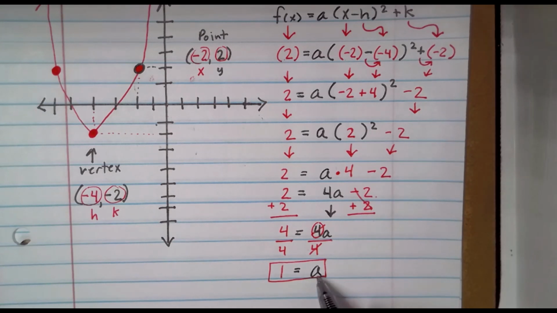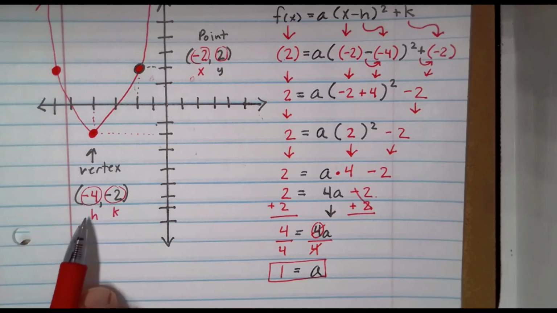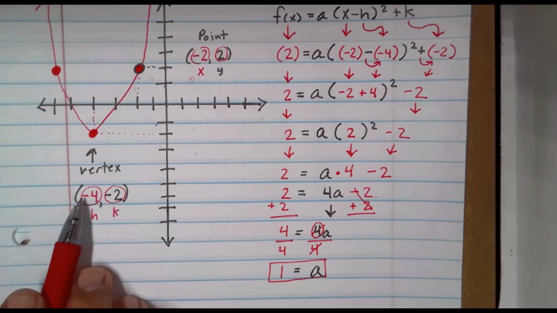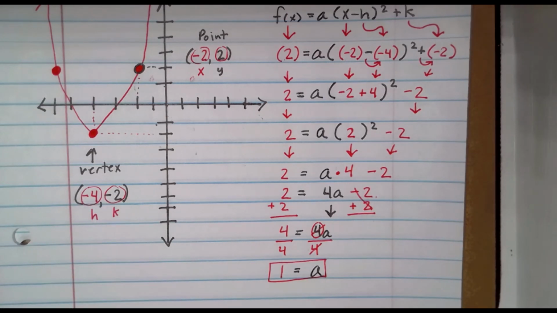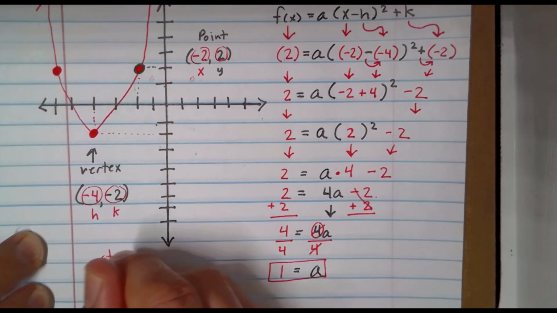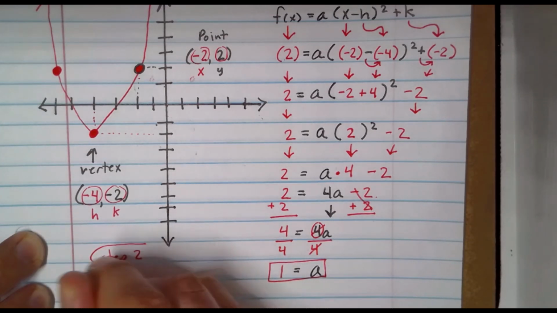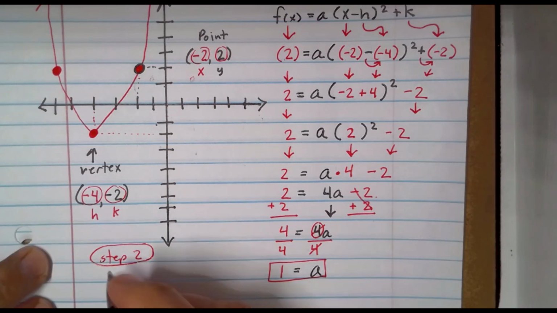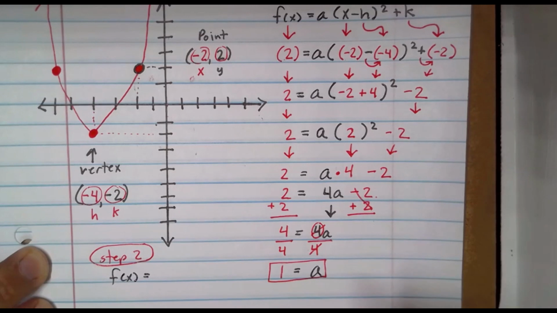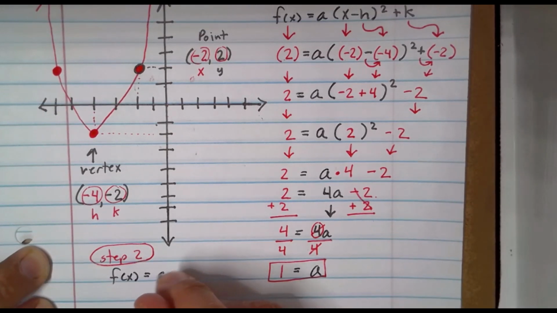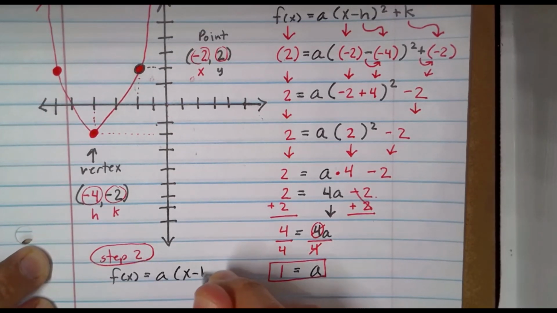I have my a value, which is 1. I already know that my vertex is right here, and my h value is negative 4. My k value is negative 2. I'm ready for step 2 to go ahead and write the final equation. So right here, I'm going to write step 2. I'm running out of room, so I'm going to do it right here. So I'm now going to go ahead and write f of x is equal to, and it's going to be a times x minus h squared plus k.